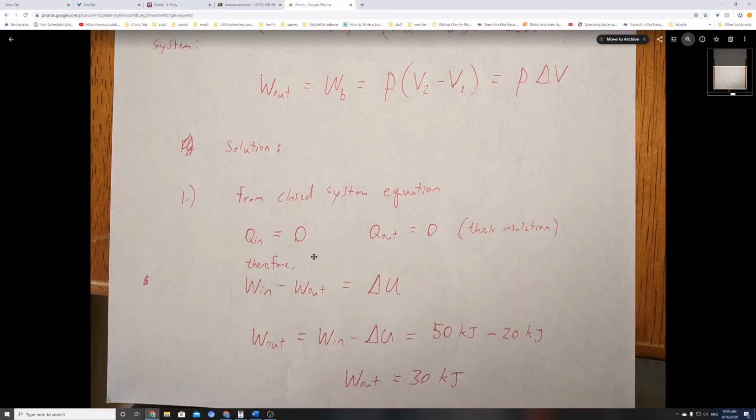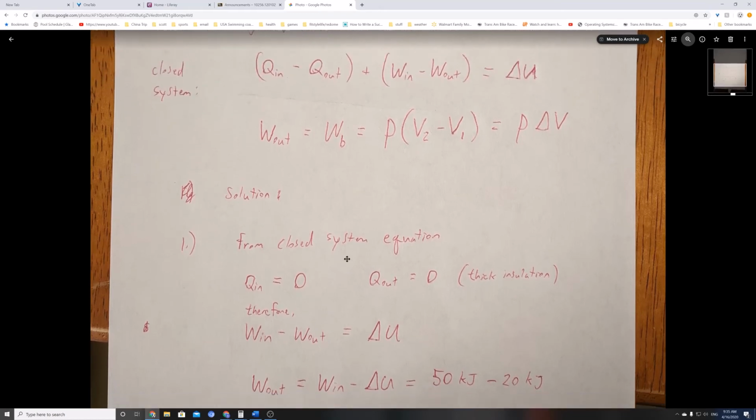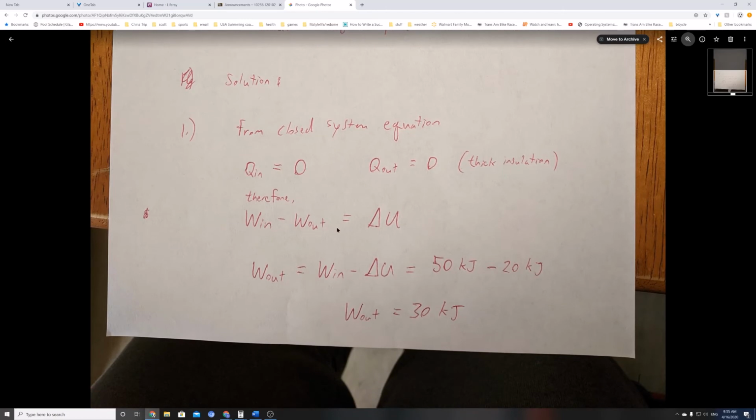Then our closed system equation becomes work in minus work out, and that gives us our delta U, or change in internal energy. So I rewrote this equation, bringing the delta U over to this side, work out over this side. Now we have work out by itself equal to whatever's coming in minus the change. It's already defined as 50 kilojoules coming in of work being done and 20 kilojoules of change in internal energy. So the work out is just going to be 30 kilojoules.